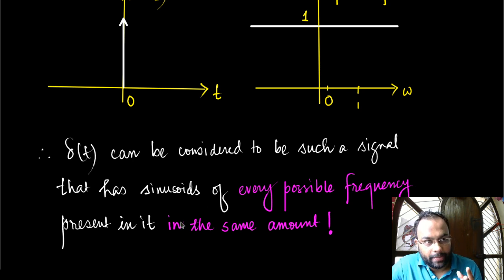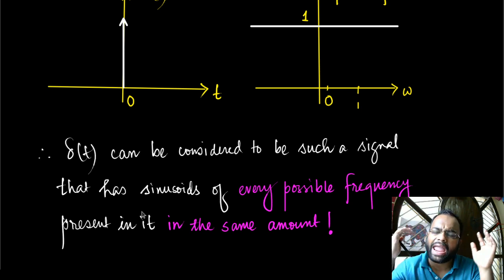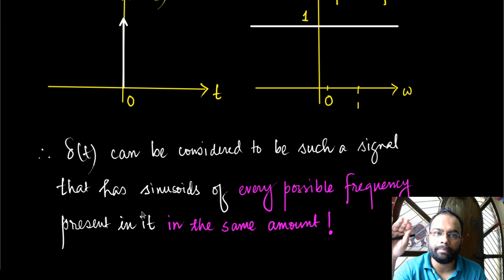And that's quite amazing. So this unit impulse signal can be assumed as a composition of every possible sinusoid, every possible frequency. So the question is, what frequencies does this unit impulse have? It has every possible frequency. And how much amount? It does not discriminate against anybody. It has the same amount of every possible frequency component.